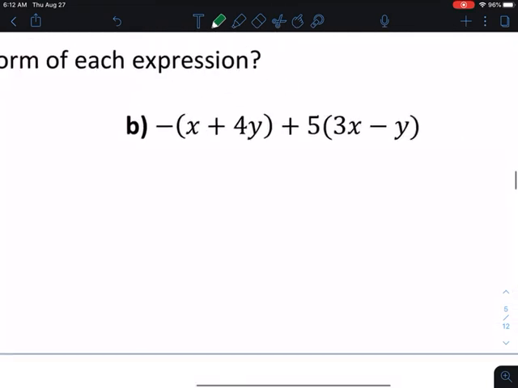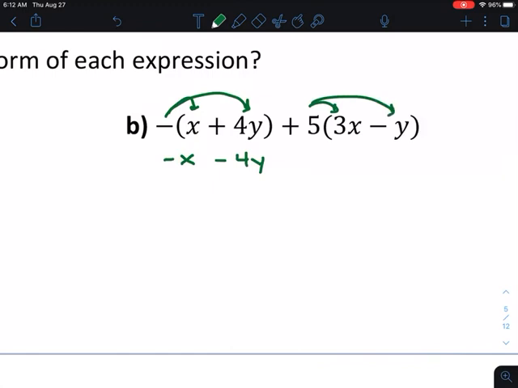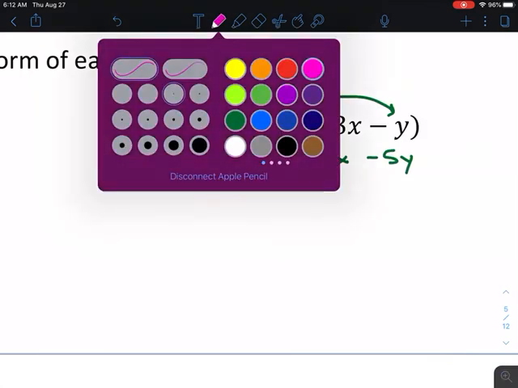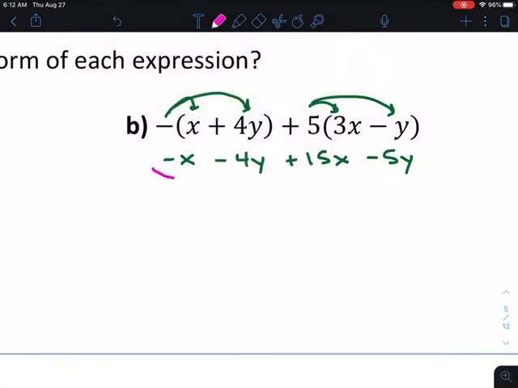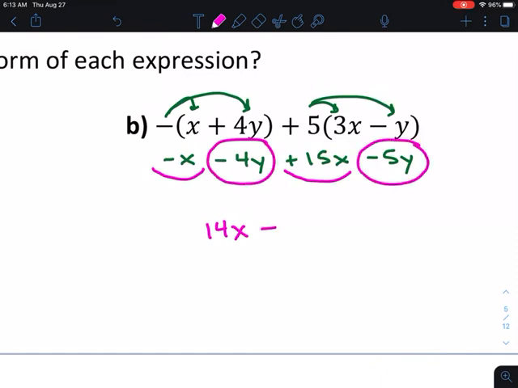If I were to look at part B, we have a negative on the outside, which means that we would want to distribute that in. So we'd have a negative x and a minus 4y. We have a 5 on the outside. We want to distribute that in. We'd have a positive 15x and a minus 5y. And then we would look for some of those like terms. I have a negative x and a positive 15x. That's going to give us a 14x. I have a negative 4y. I have a negative 5y, which gives us a negative or a minus 9y.